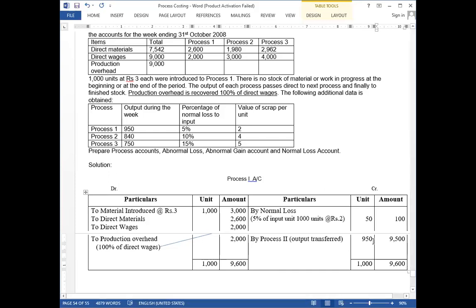9,500. A very important thing: if in this problem they ask you to calculate the cost per unit, then you have to use the formula and find the cost per unit. But in this problem they have not asked for the cost per unit. Otherwise, you would divide this 9,500 by 950 and get the cost per unit. Nothing is given, so we are going to leave it here itself. Shall we start with the next process? Yes, we are going to solve the next process. So create the format, keep it ready, then we can go for the next process.